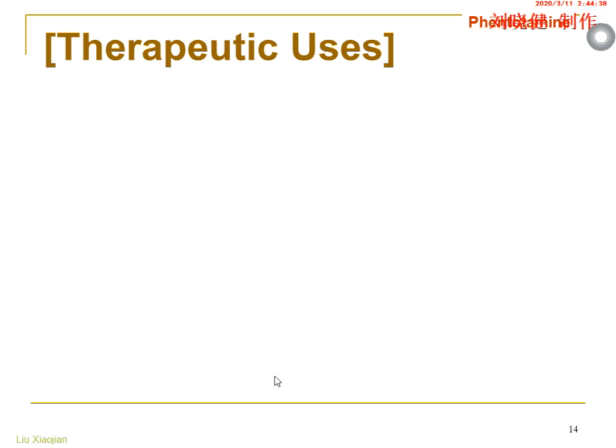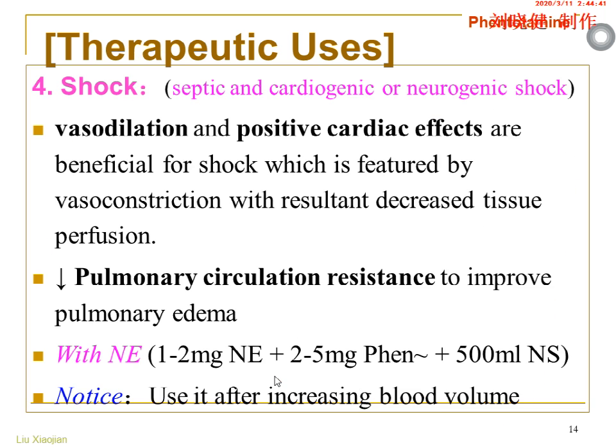And this drug induces vasodilation and decreases blood pressure. It also has positive cardiac effects. So both these results are beneficial for shock, which is featured by vasoconstriction with resultant decreased tissue perfusion. Especially, this drug can decrease pulmonary circulation resistance to improve pulmonary edema. It is really helpful. And some doctors advocate using this drug in combination with norepinephrine.